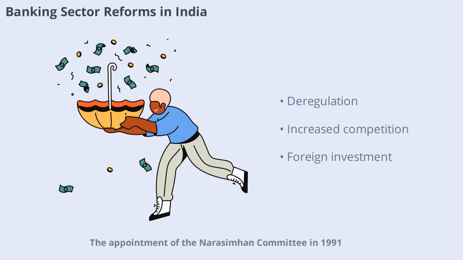The appointment of the Narasimhan Committee in 1991 marked a turning point for banking reforms in India. Key measures included deregulating interest rates, reducing the cash reserve ratio, and allowing more foreign and private banks to operate. These changes increased competition and enabled banks to raise additional funds through capital markets, strengthening the sector overall.